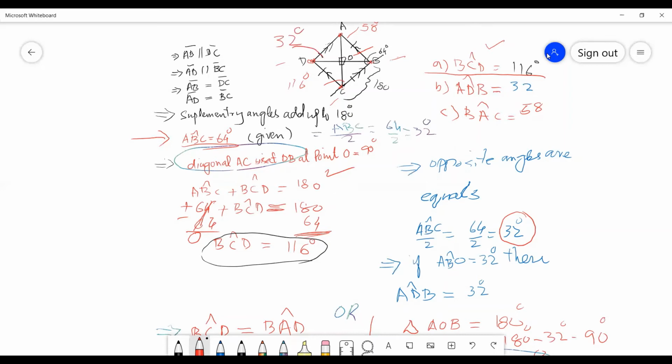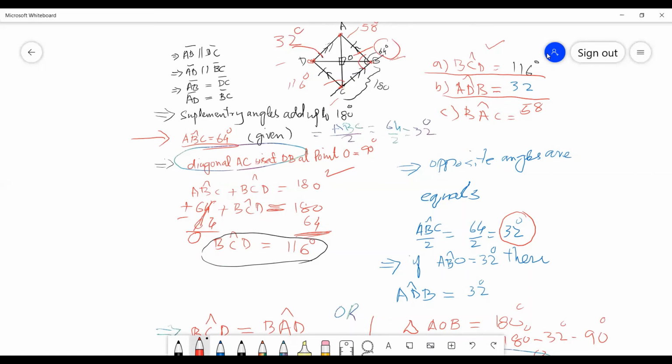Why 32? Because angle ABC is equal to 64, which I already wrote. And the opposite angle is D, so ADC is equal to ABC, and that is 64. That should be divided by 2, and our required angle ADB is equal to 32. So due to this, I wrote the answer 32.